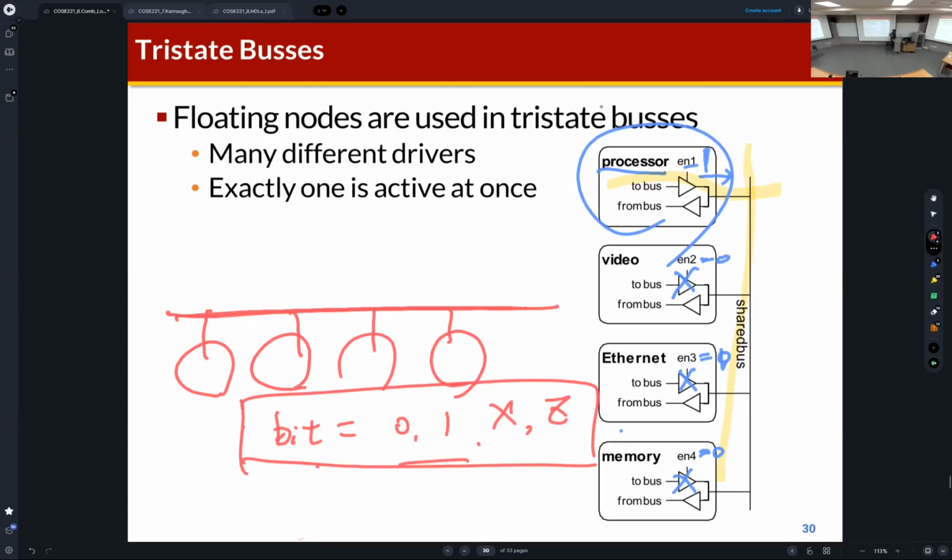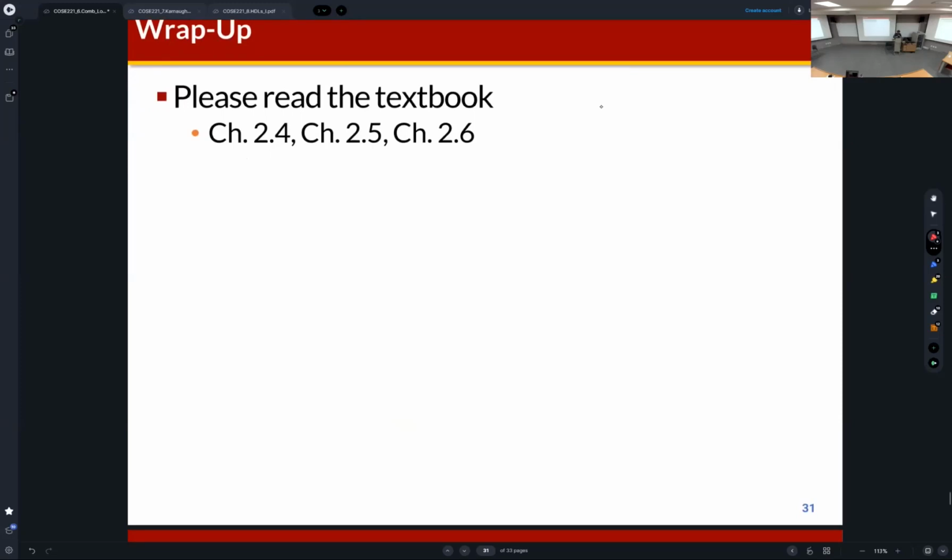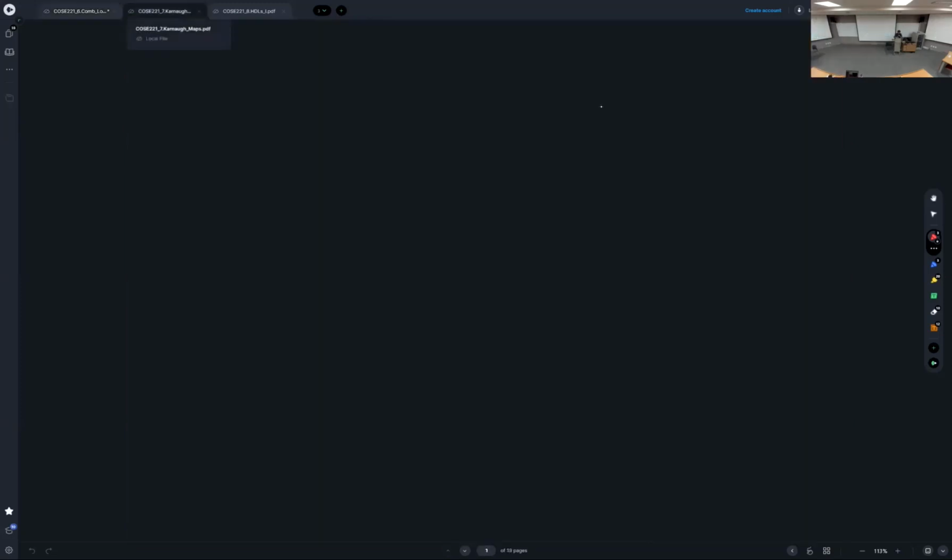Even though we learned that this system can have only two values, this is an electric circuit, so we can also define contention and high impedance. X means contention, and Z means high impedance. So please read the textbook, and then let's move on.